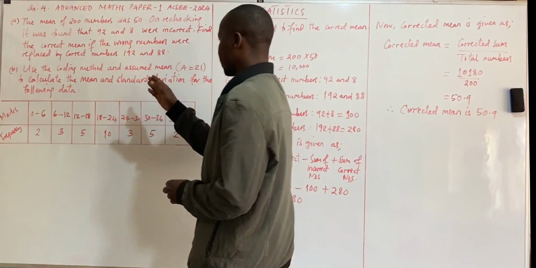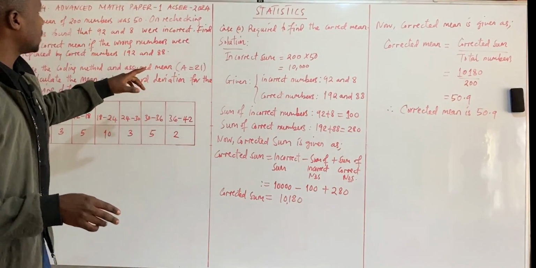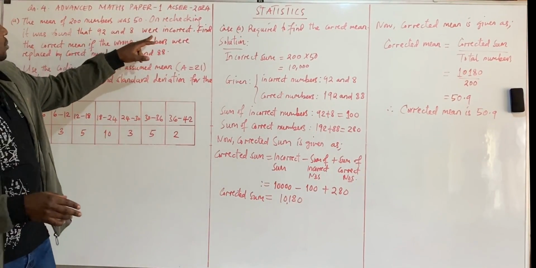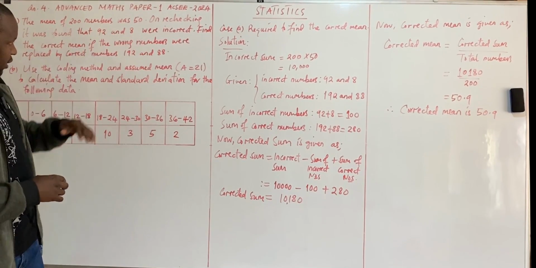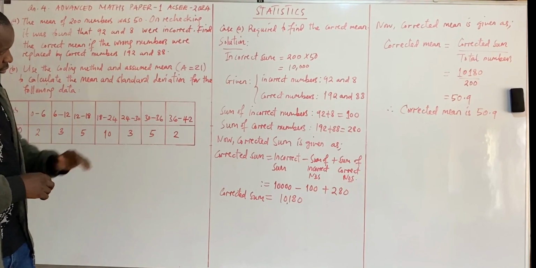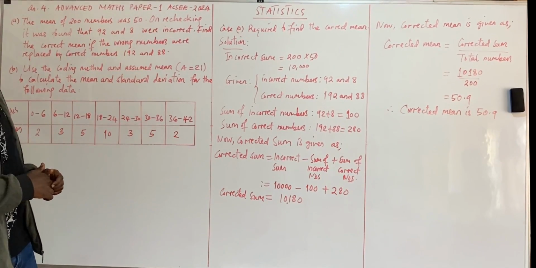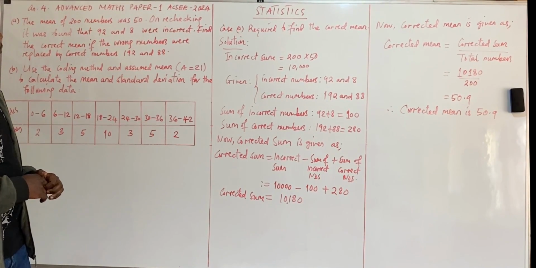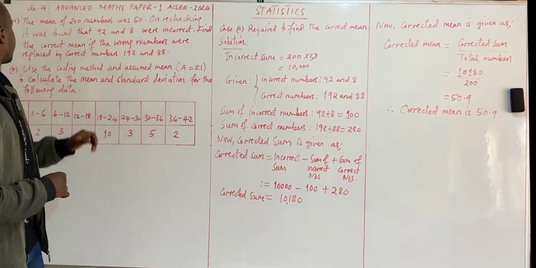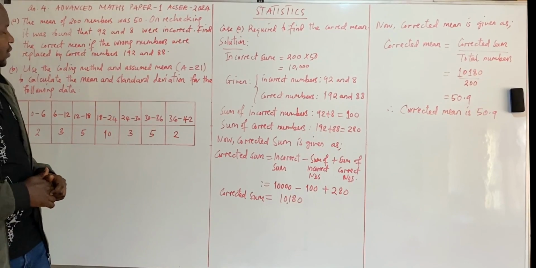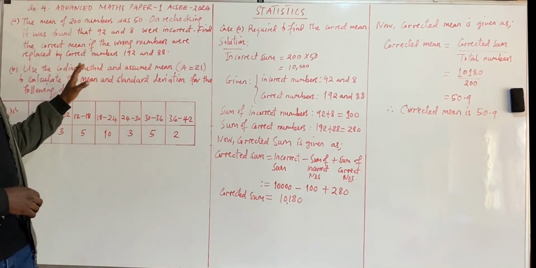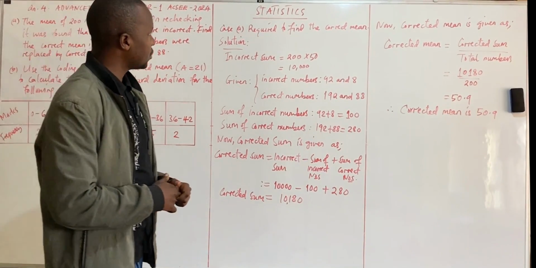Then there was data cleaning, and now these wrong numbers were corrected. So 92 and 8 were replaced by 192 and 88 as part of correction. From that correction, we are supposed to find the correct mean. If that is the case, the solution for it we can see as follows.